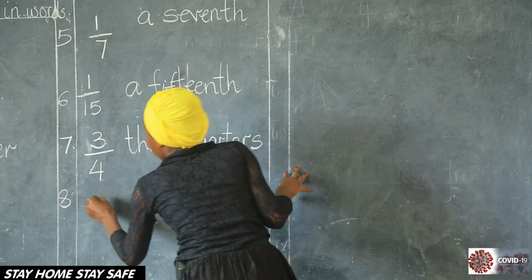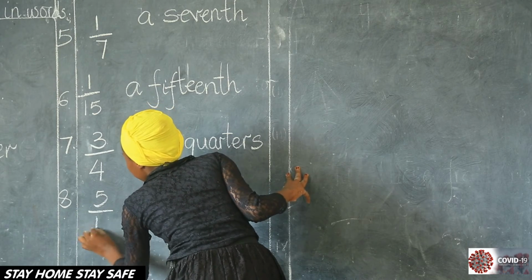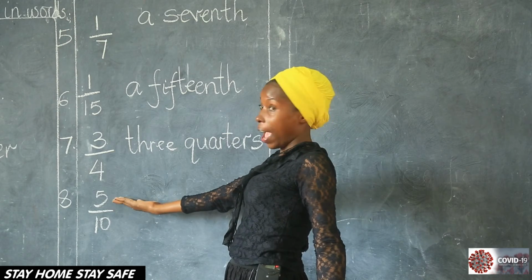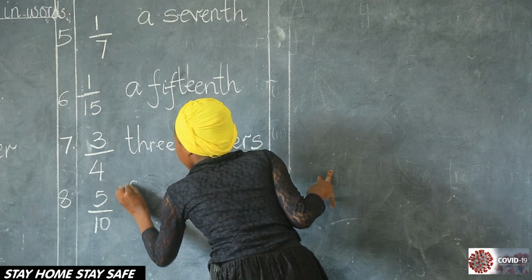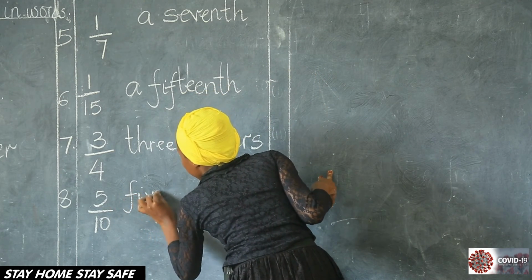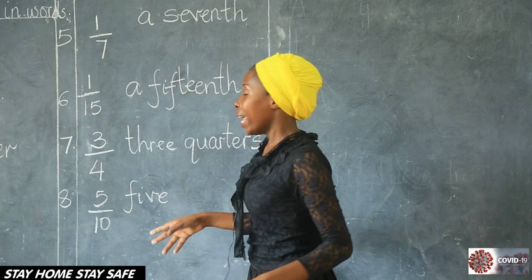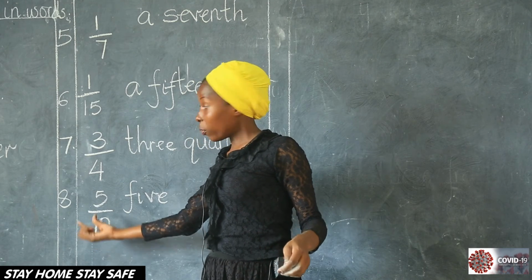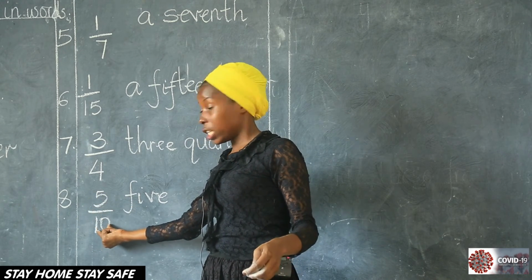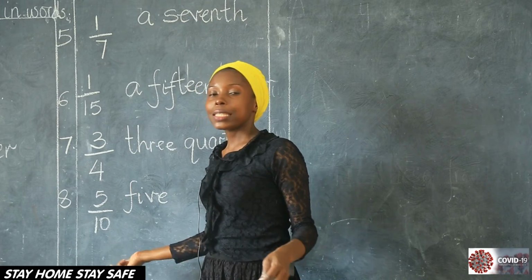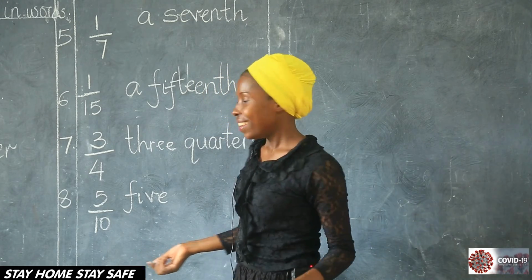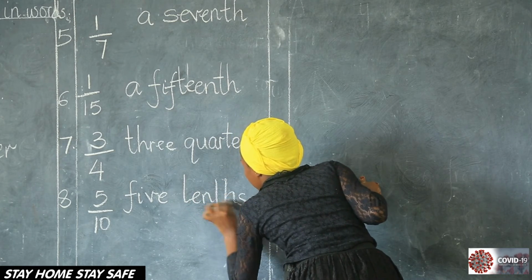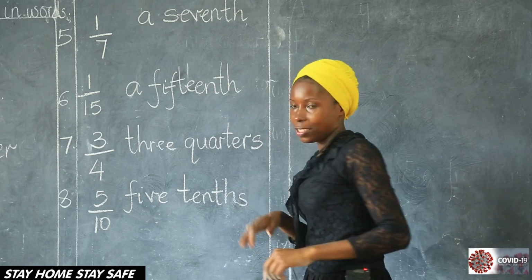I have a 5 and a 10. 5 parts out of 10. I will simply say 5, the way it is, the natural name, 5, and I bring this one in its ordinal form, 10. And remember, because of the 5, now they have become so many. Okay? 5/10.